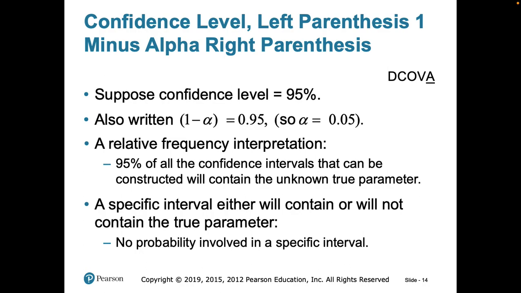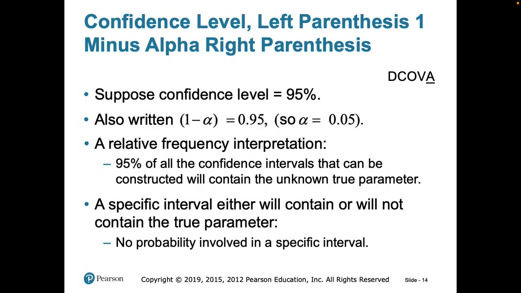And then you have a relative frequency interpretation. You can say 95% of all the confidence intervals that can be constructed will contain the true parameter. So once you do that, you can say, I'm 95% confident that if I build 100 samples of these, 95 of them are going to contain the true parameter, like we saw in a couple of slides earlier. You're not always going to get the true parameter, but it's only going to be 5% of the time. A specific interval either will contain or will not contain the true parameter.